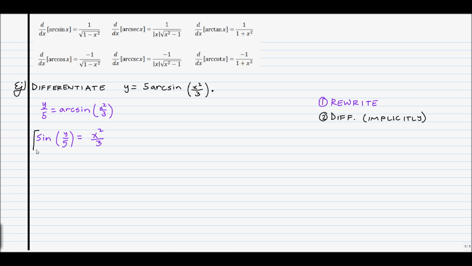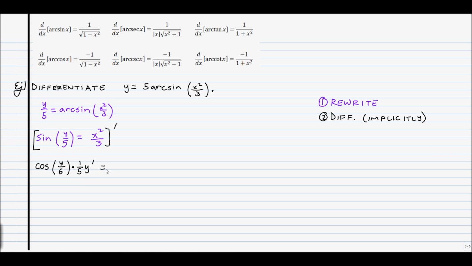Looking at this, I need to take the derivative of both sides. Let's start on the left side. The derivative of sine of stuff is cosine of stuff, and then we have to multiply times the derivative of the stuff. The derivative of y over 5, which is the same thing as 1/5 y, is going to be 1/5 y prime. Again, if that doesn't make sense, think about it a little bit, rewrite it, and you'll see it.